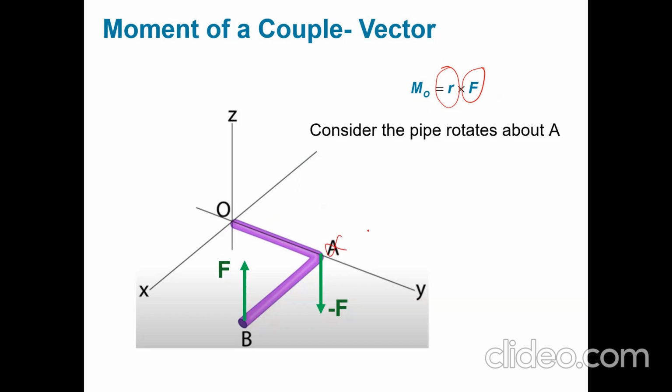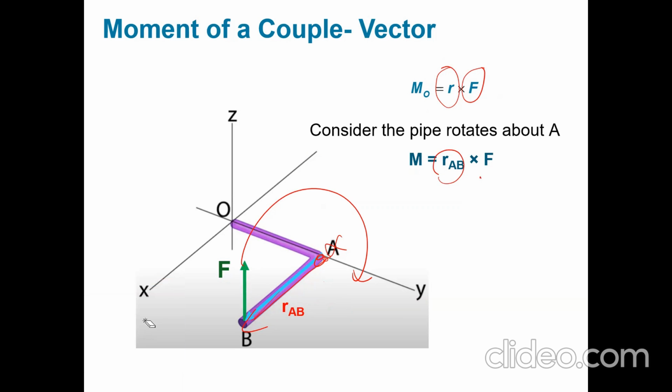Consider the pipe is going to rotate about B, like that. We forget about the force at B and take the moment about B. We're going to get the position vector from B to A. So my moment is going to be the position vector from B to A times my force.